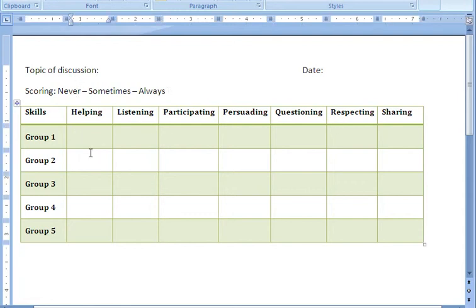always. So for group number 1, are they always helping each other? Are they sometimes helping each other? Are they never helping each other? And to be honest with you, I would add an almost always in here. And you don't have time to write always, sometimes, never. I mean, maybe you do. If you do, then write it. For me, I would use the first letter. So AA would be almost always, A would be always.